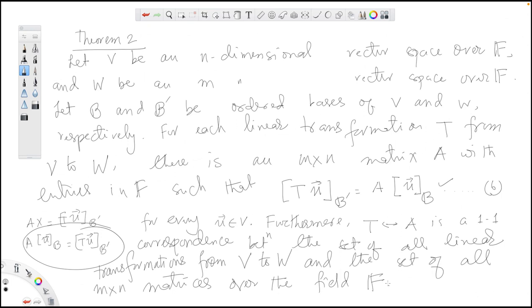Okay. All right. So this was the statement of theorem 2, and we already proved it and summarized the result by means of this theorem.